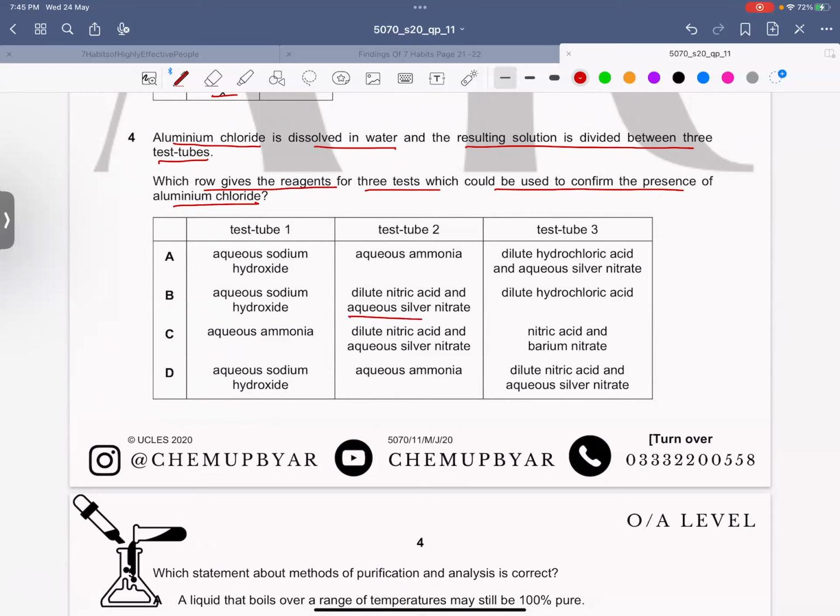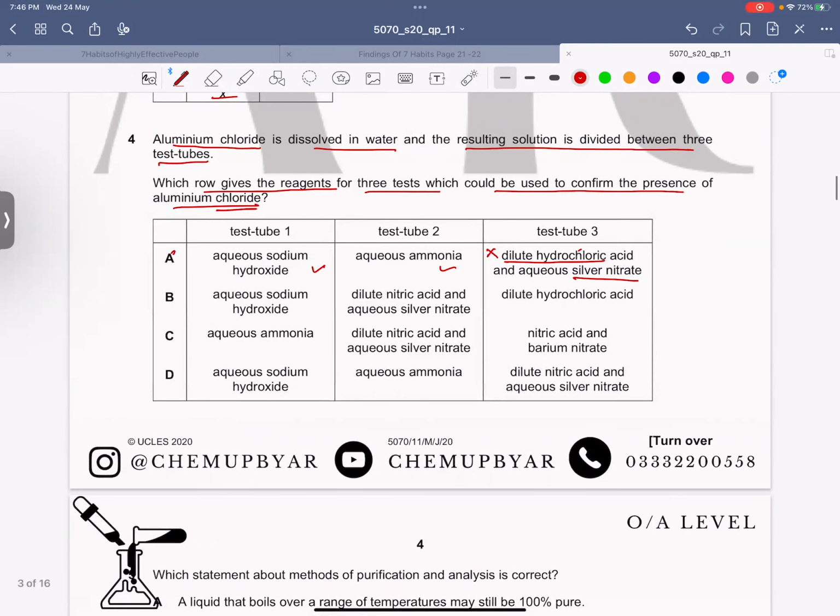So if you see over here, this is correct. This is correct. But this makes this test wrong because we have to identify the chloride ion, right? And we are adding chloride ion by adding hydrochloric acid. So if we add the chloride ion and then add silver nitrate, we ourselves put the chloride in the solution, so we are for sure going to get the white precipitate of silver chloride. That's why we do not consider A as a correct one.